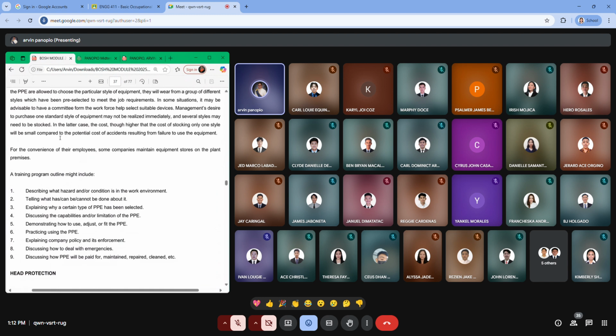So dito na tayo sa training program outline. Meron tayong training program outline na pwedeng gamitin. So i-describe natin ang hazard. Ano ba ang hazard? Mga conditions sa work environment. We also tell what can be or cannot be done about it, explaining why a certain type of PPE has been selected.